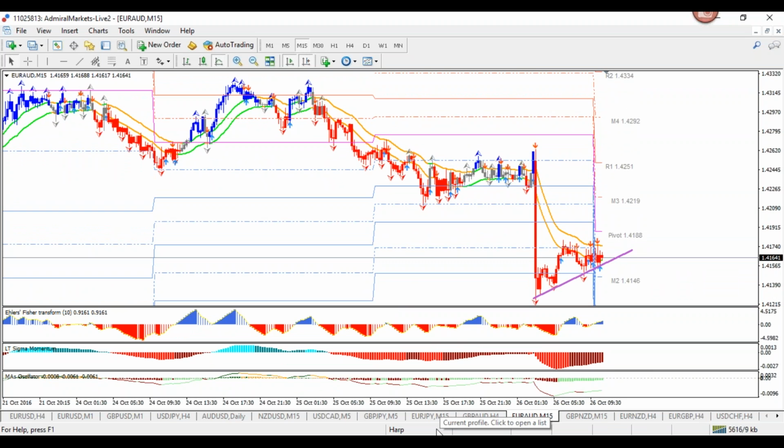Before we do that though, any questions on this way of looking at lower time frames, or all time frames in fact, but also on lower time frames? Any questions on this? Do you have any follow-up things you want to discuss?